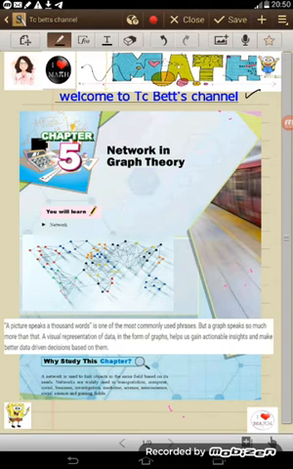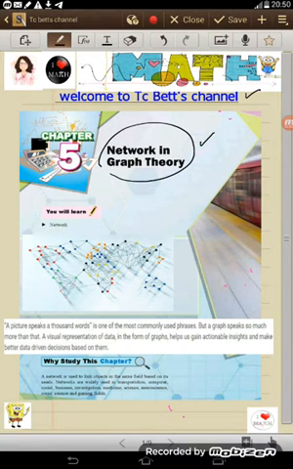So today we are going to learn a brand new chapter. It's chapter 5 and the title is Network in Graph Theory. It's a new topic in KSSM and you are the first batch of Form 4 that learns about network in graph theory. Okay, what will you learn? Yes, you will learn about network.